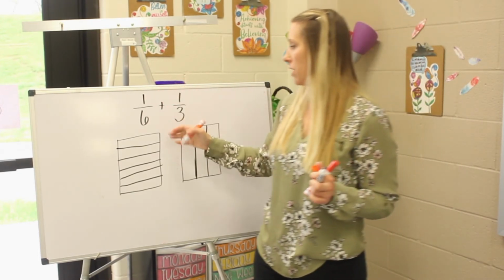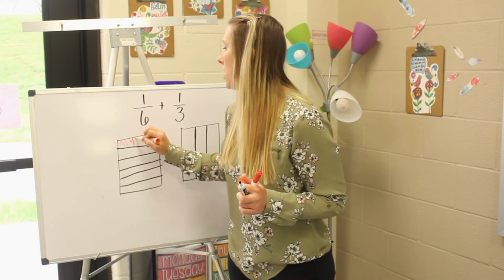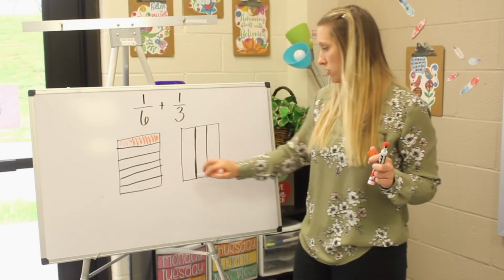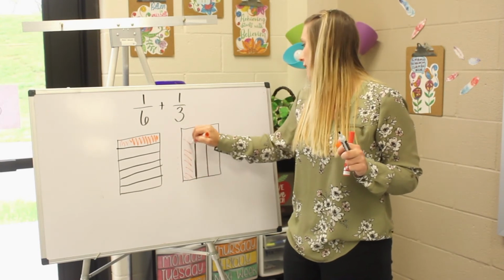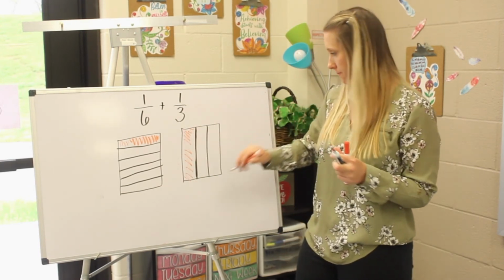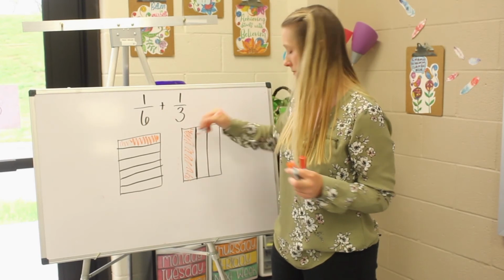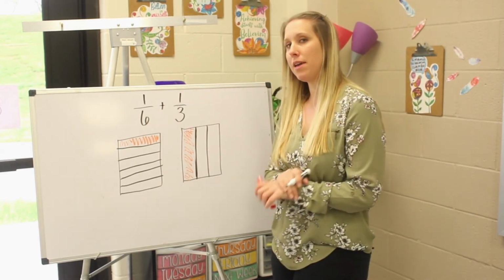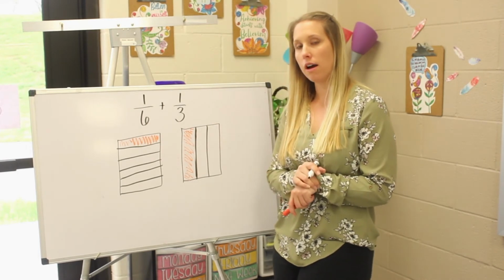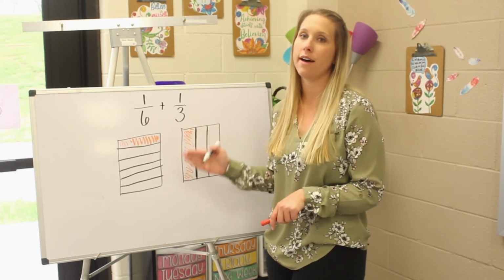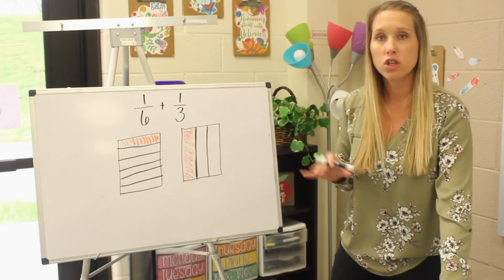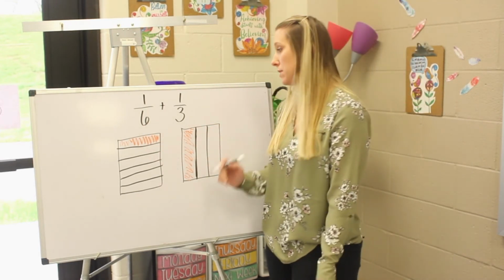On your first one, you would have shaded in 1 out of 6. And on your second fraction, you would have shaded in 1 out of 3. Hopefully you drew the conclusion that these cannot be added the way they currently are because the pieces are not the same size. I can't move this, it will not fit into there. So how could we get equal sized pieces?